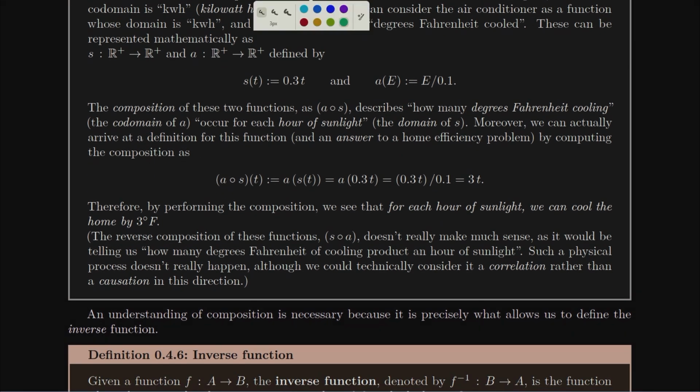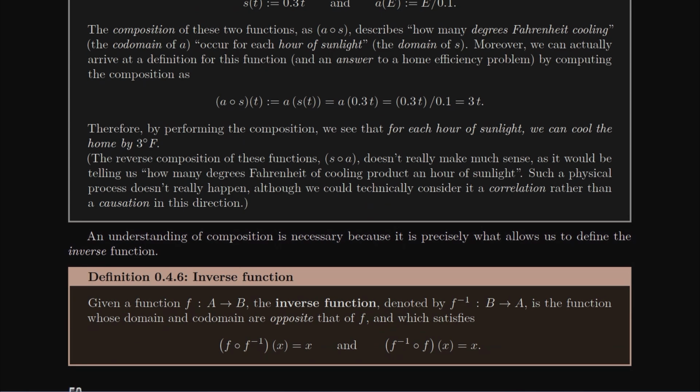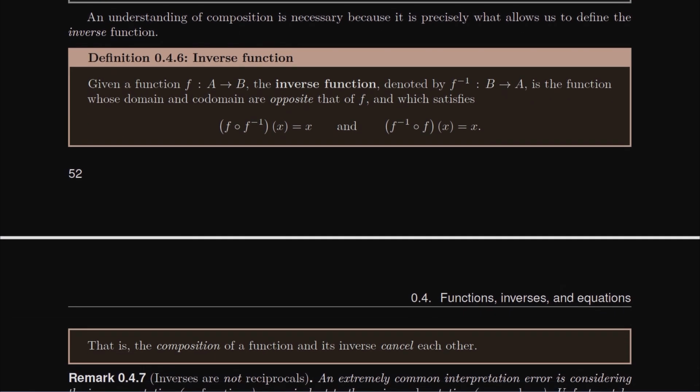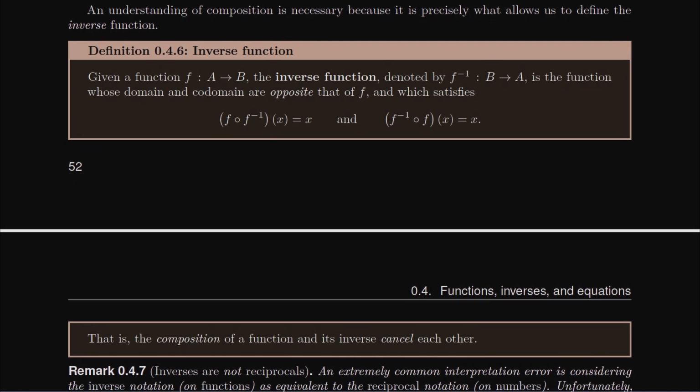And of course, in this case, if I were to compose the two, I'm looking at A, and then I'm going to plug the 0.3 T in for E inside of A, and we simplify and we find out that if we hook them together, we can cool at 3 degrees Fahrenheit for every hour of sunlight we get. And so the mathematics just kind of comes for free once you decide to compose functions. But you should really think about it as a real world composition that directly translates into the composition of functions, and the mathematics comes for free. That's the way I like thinking about it.